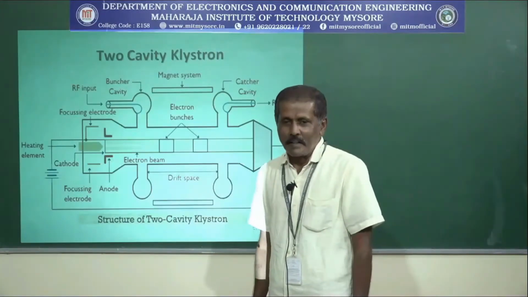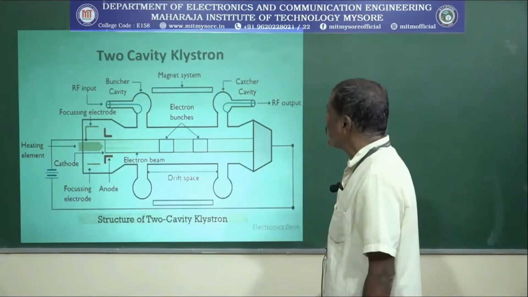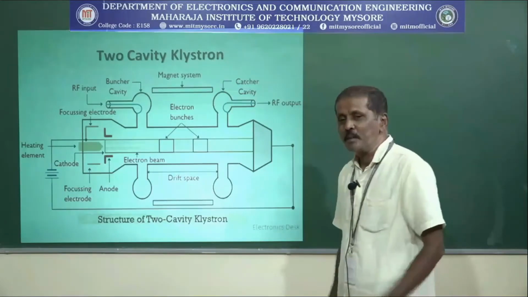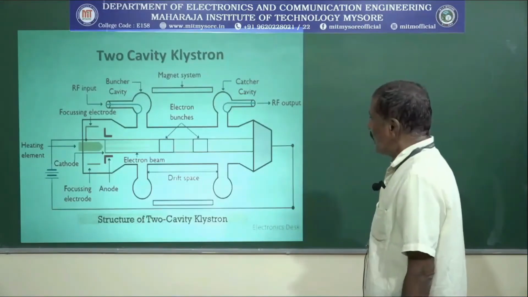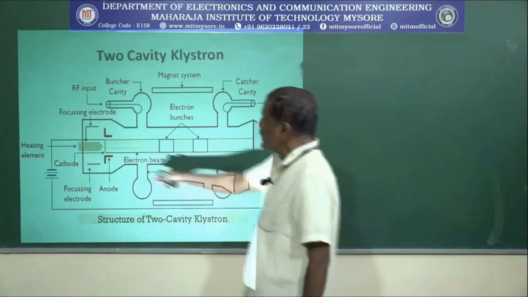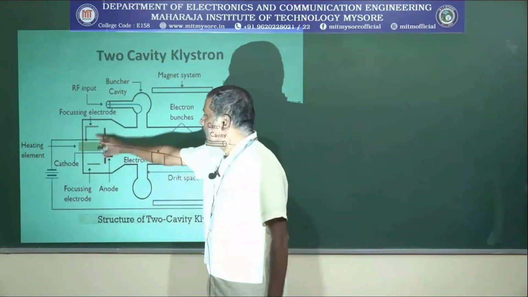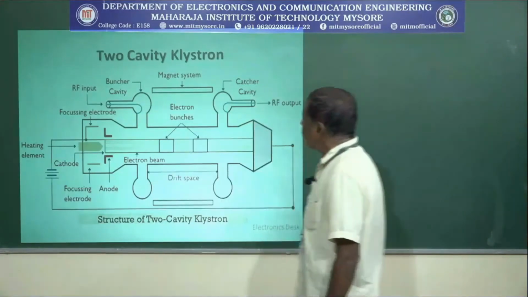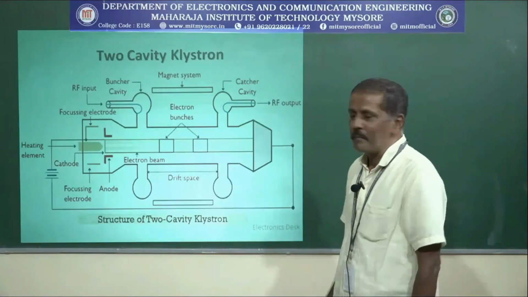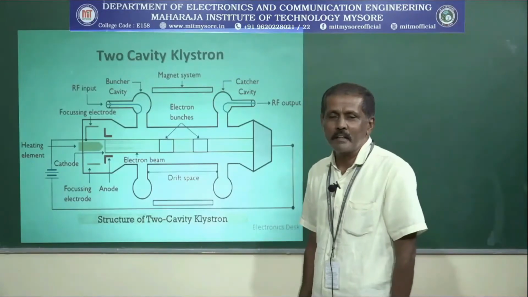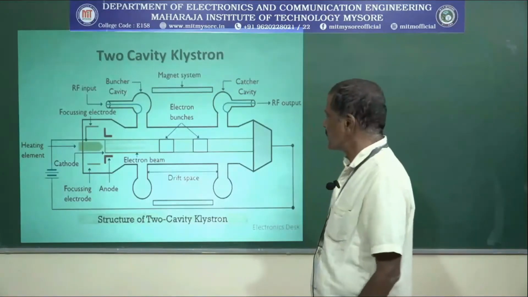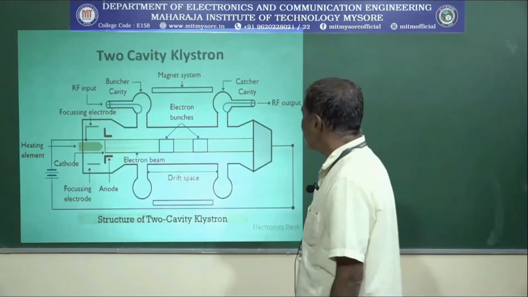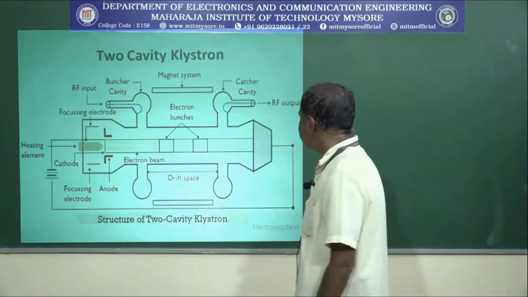Now, if you look into the construction details, the basic construction of this device is similar to the previous klystron oscillators. See here, you have a cathode and heating elements, and then you have cavities. But in this particular case, we have 2 cavities. Therefore, this device is called a 2-cavity klystron. In the previous one, the reflex klystron, we had only 1 cavity, but here we have 2 cavities.